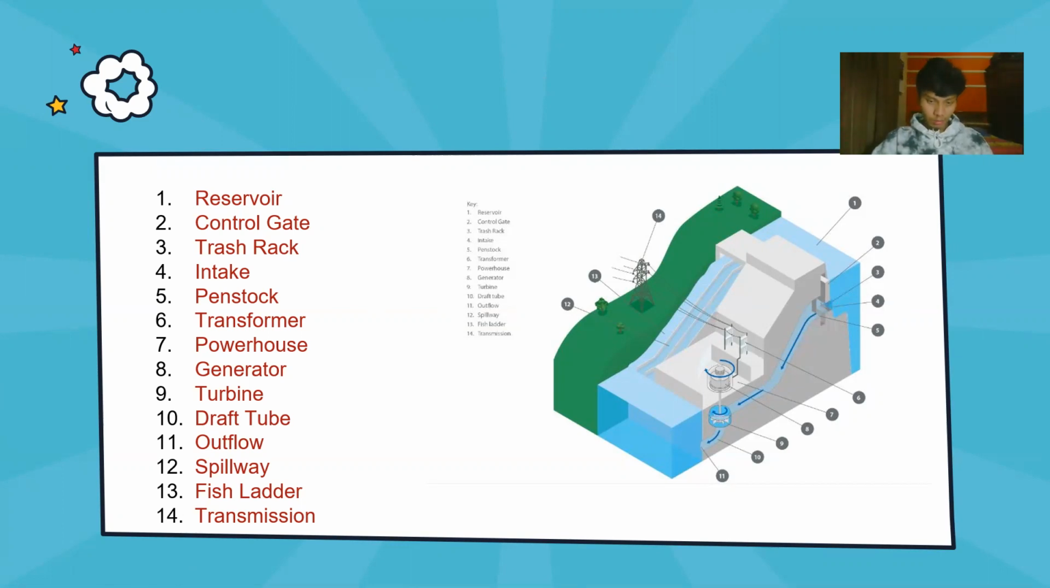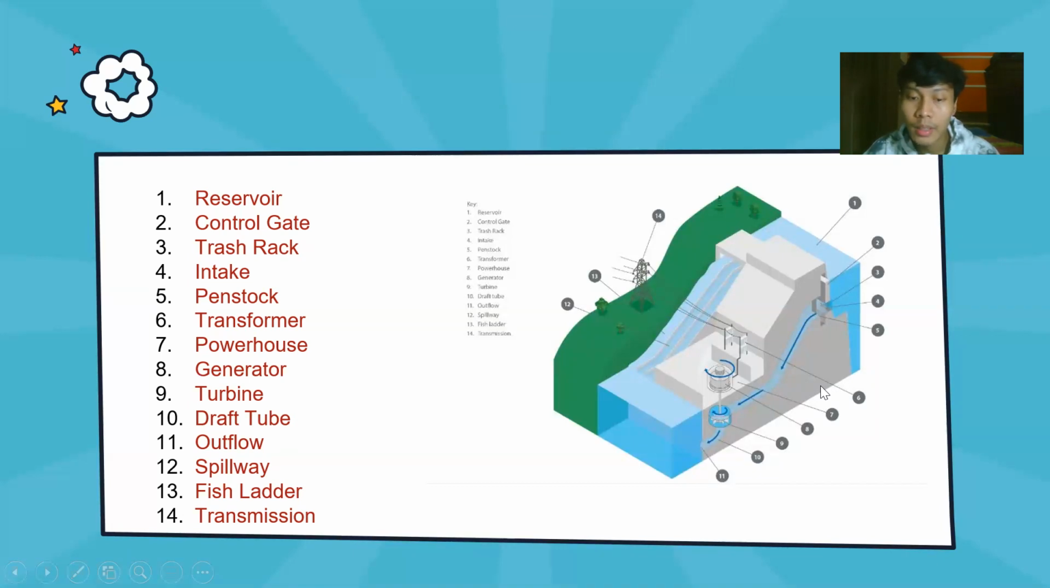Number 7 is the powerhouse. The powerhouse is a place for turbines, generators, hydraulic equipment like governors, oil pumps, and so on, as well as fault settings, instrumentation, indicators, and complementary equipment that support the operation of hydropower plants. Number 8 is the generator. The generator is an electrical component that is used to convert the rotation generated from the turbine rotation.